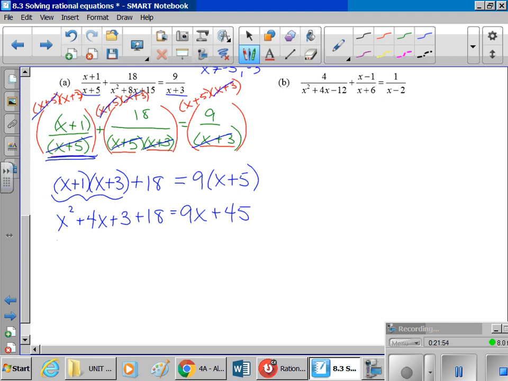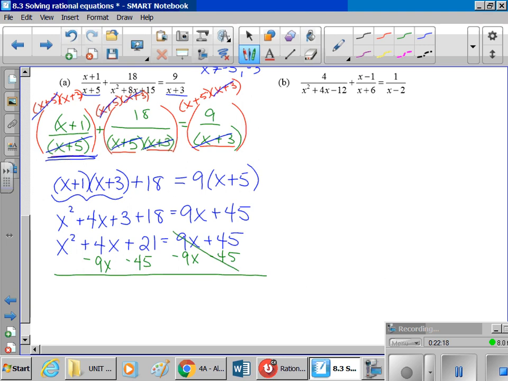Let's combine my terms. 4x plus 21 is equal to 9x plus 45. Quadratic, so we have to get everything over to one side, set it equal to 0. So minus 9x minus 45, minus 9x minus 45. Again, you can do this in more than one step if you so choose to. So x squared minus 5x minus 24 is equal to 0.